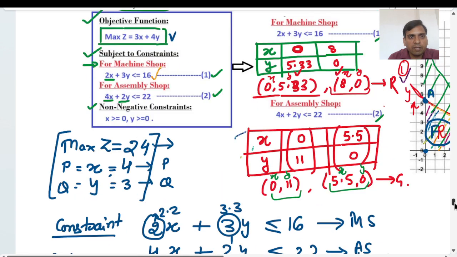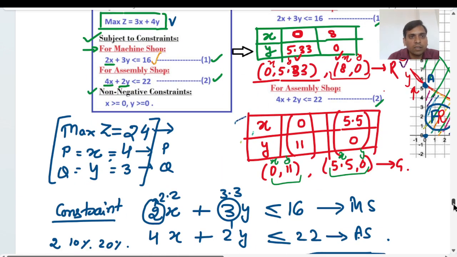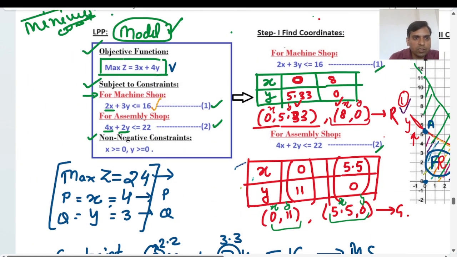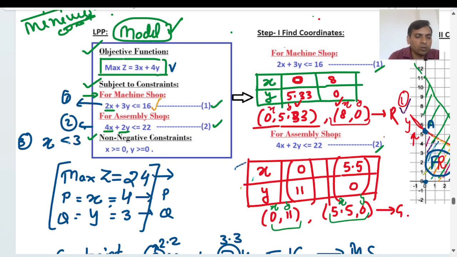In this model development, we have only two constraints. Sometimes there may be more constraints. Just like in this case, you have only two constraints. This is the first one, this is the second one. And we are adding one more constraint, a third constraint, x is less than or equal to 3. Now there is a constraint x is less than or equal to 3.